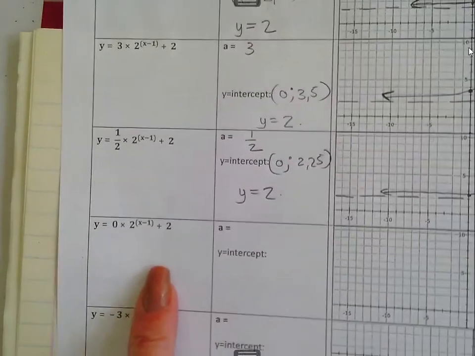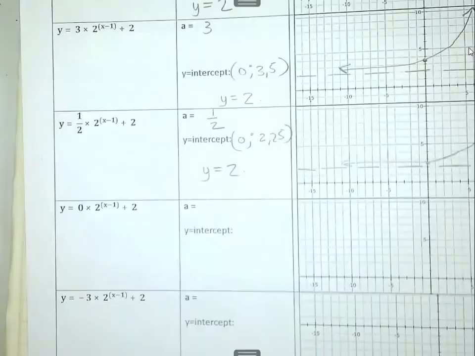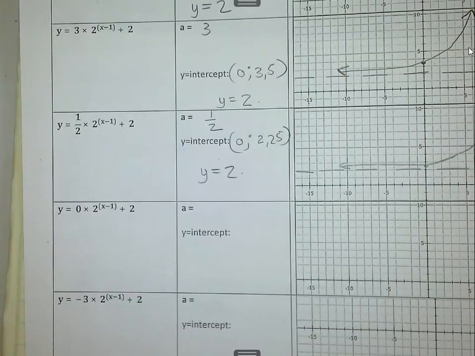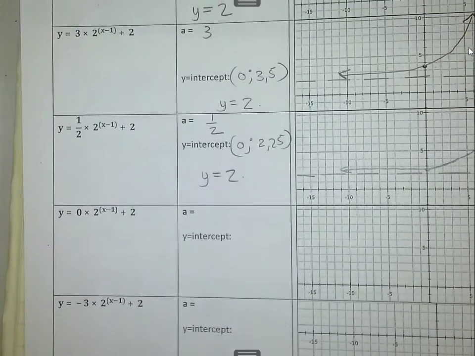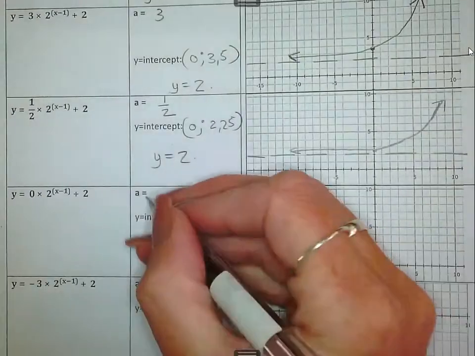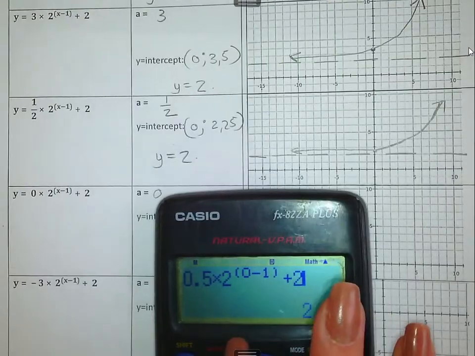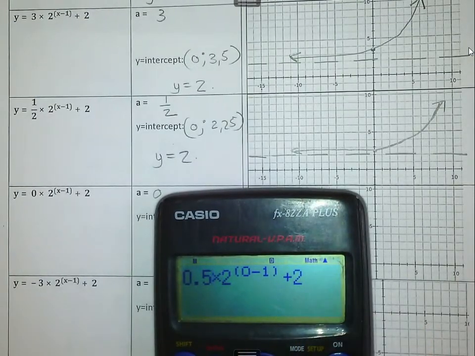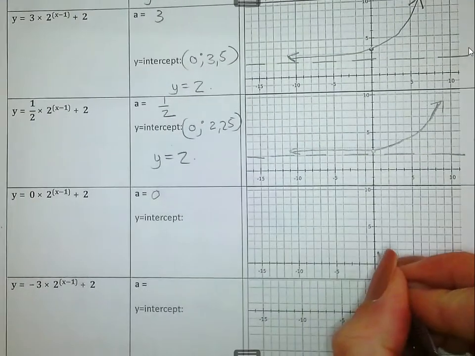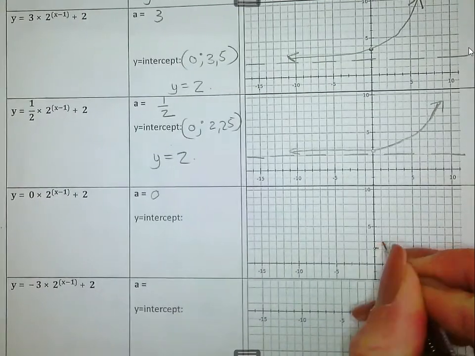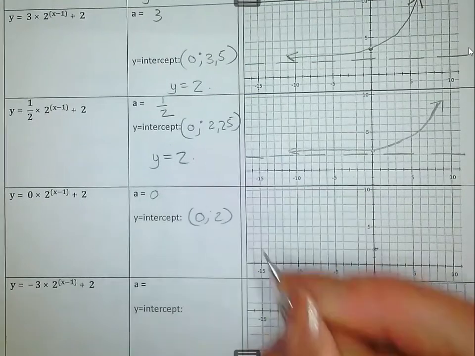Right, let's see what happens here. Who can tell me what they think will happen here? 0 times 2 to the power of x minus 1 plus 2. But what's the graph going to look like? Okay, let's see. A is 0. Y-intercept? Let me see. 2. Asymptote?